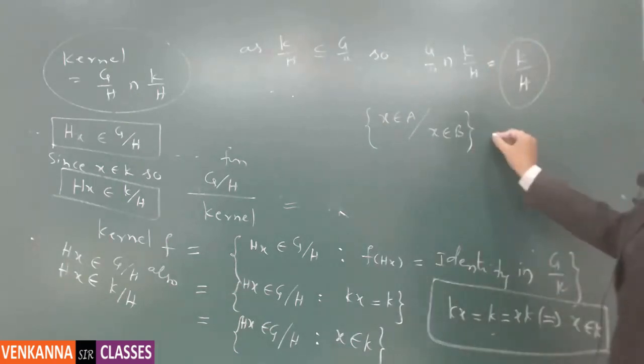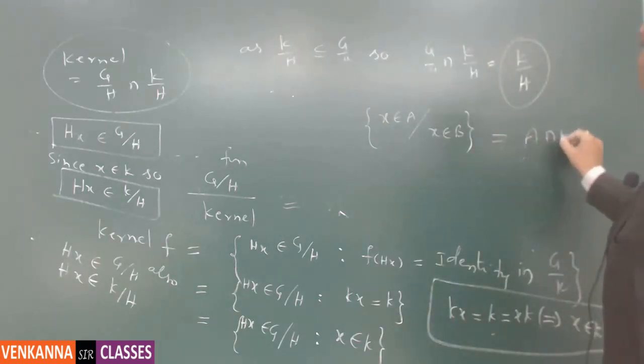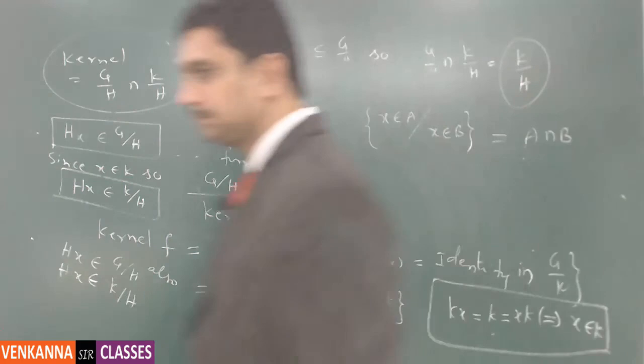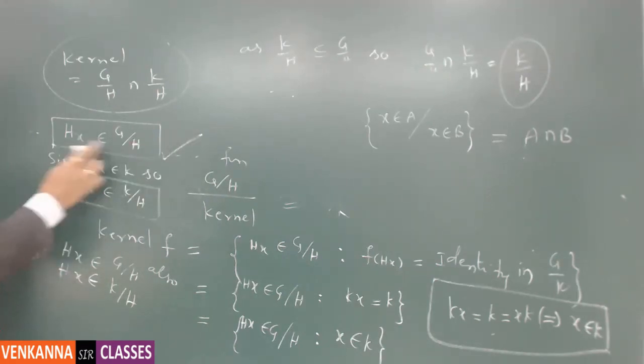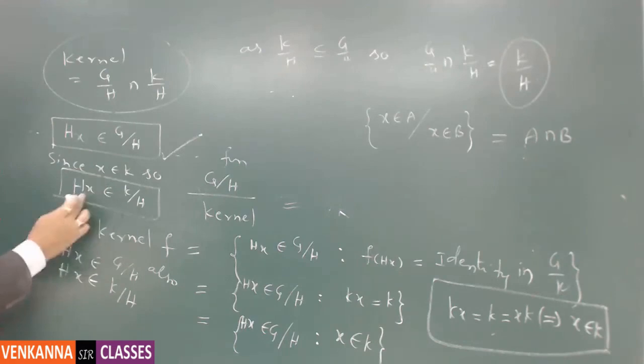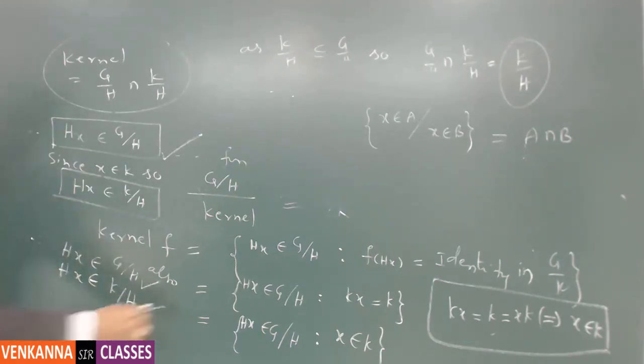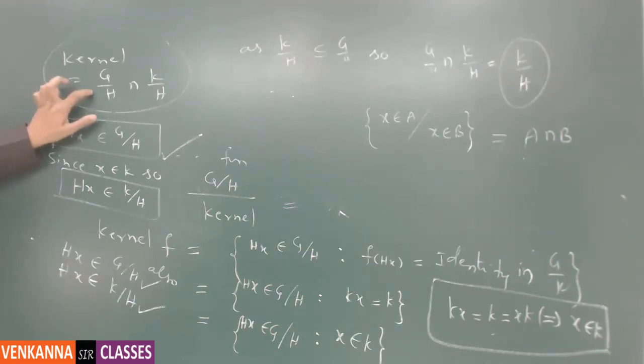So this is nothing but A intersection B. Accepted? You can understand that here Hx belongs to G by H, Hx belongs to K by H. So Hx is belonging to both the sets, so hence it belongs to the intersection. Accepted? The coset is a part of this.